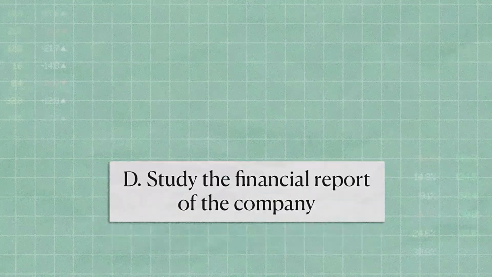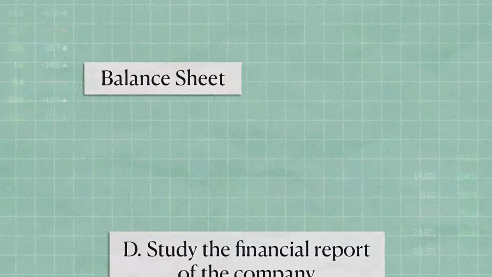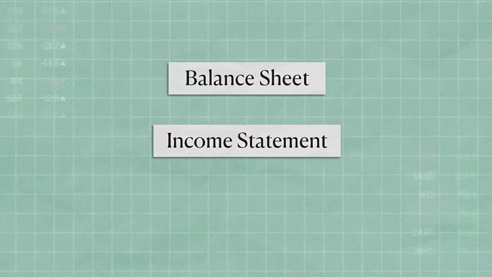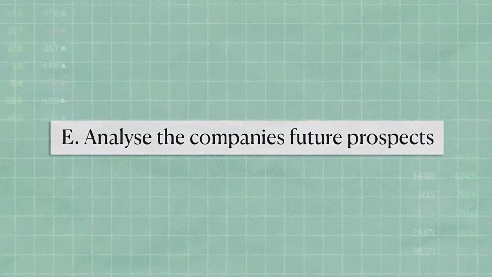The next step is to study the financial reports of the company. So you can look at the balance sheets, income statement, cash flow statement. And finally, analyze the company's future prospects based on your research and the numbers. After you're done doing all of this, you'll be much more comfortable with the stocks on your watch list, and you just might be confident enough to finally buy one.